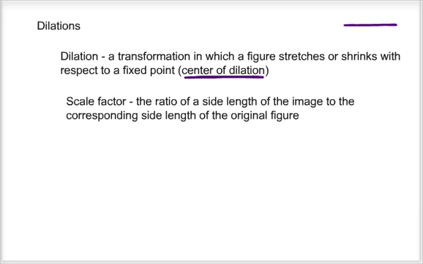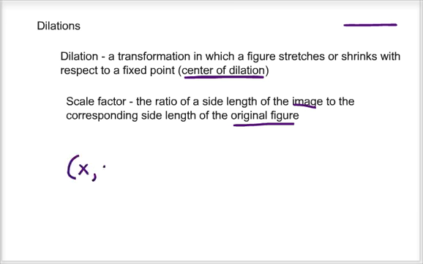Dilations have another important aspect. They have a scale factor. So instead of having a direction of rotation and the amount of rotation, we have a scale factor. And the scale factor is the ratio of a side length of the image to the corresponding side length of the original figure. So if the image was 3 times as large, then the scale factor would be 3. Kind of a simple idea for us. It's going to be increasing by a certain amount, and that amount is a ratio between the image and the original.